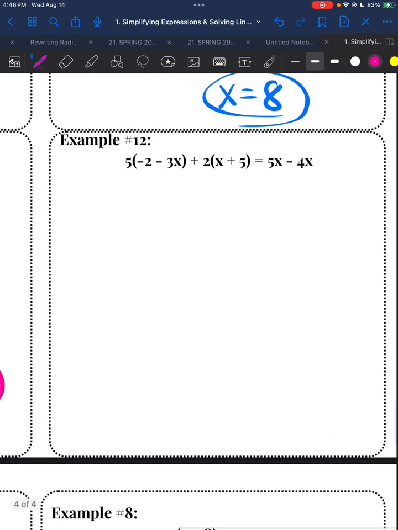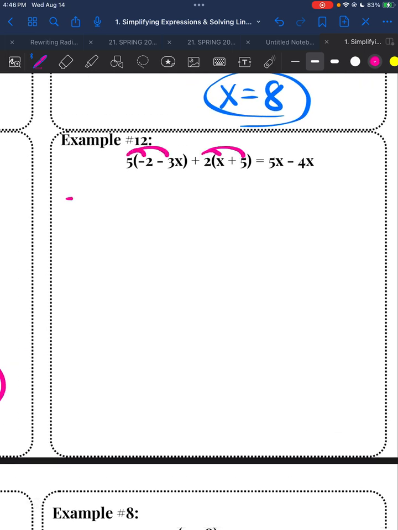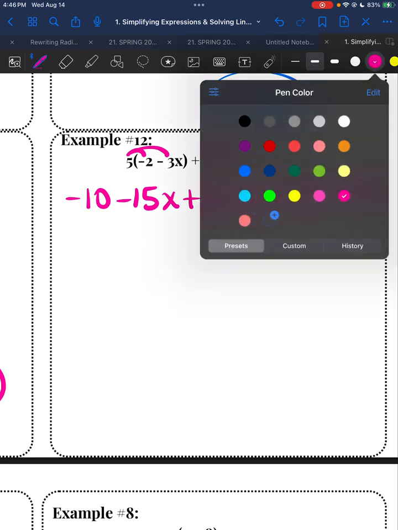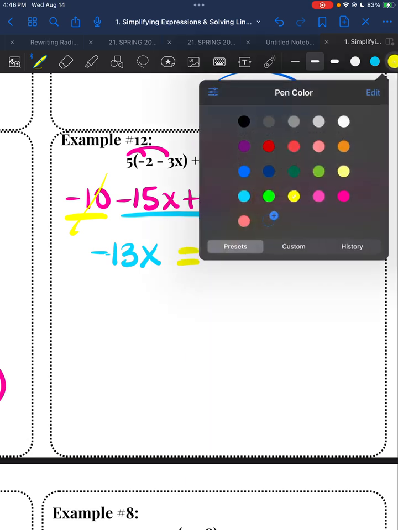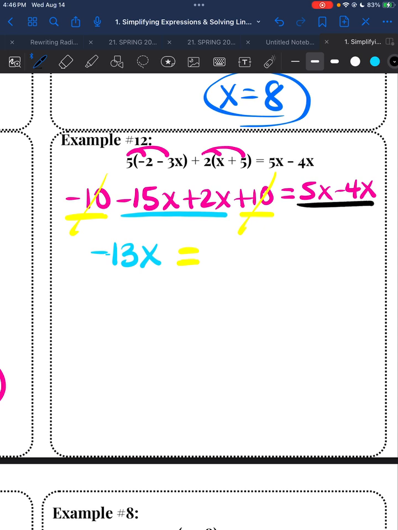And then finally, we distribute. We get that. And then on the right side, I'm going to leave it like this real quick, and I'll just keep going. On the left, I can combine these two, and I get negative 13x. The negative 10s, I have negative 10 plus 10. These cancel out. Gives me 0. I'm not going to put a plus 0. Then I have an equal sign. On the right, I can combine those two. 5x minus 4x is 1x.